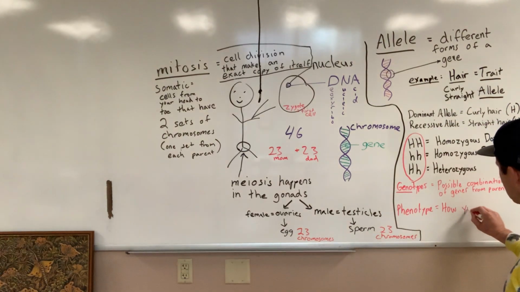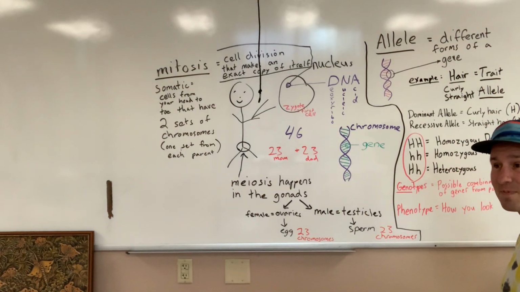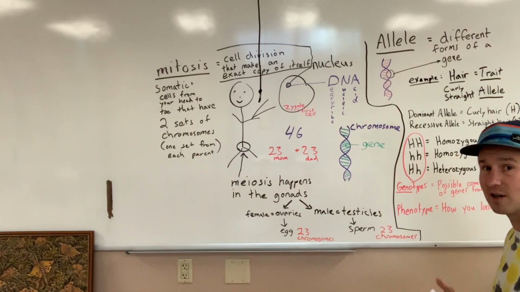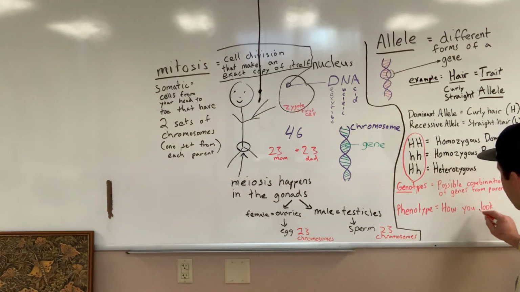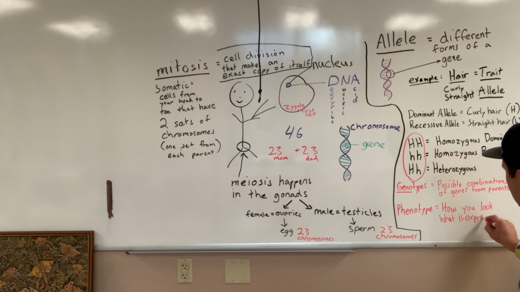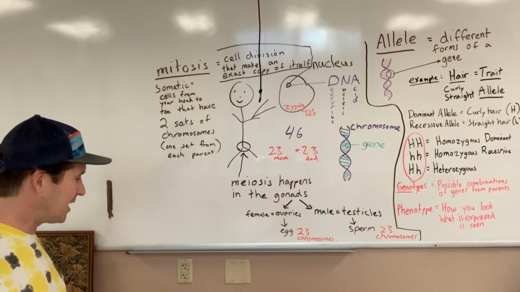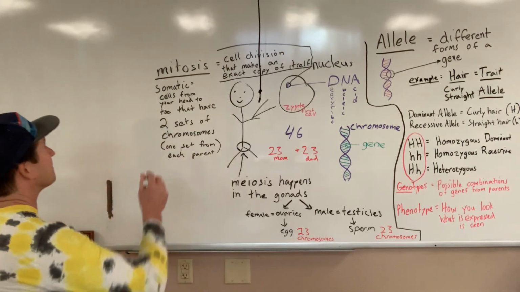So it's not always how you look, it could be how you smell. It could be how your emotions are. So there's how you look. It really should be what is expressed. What is expressed, what is seen, or what is noticed. So phenotype is how it ends up being, how it ends up looking. Okay, and then I'm gonna kind of make a new page over here.